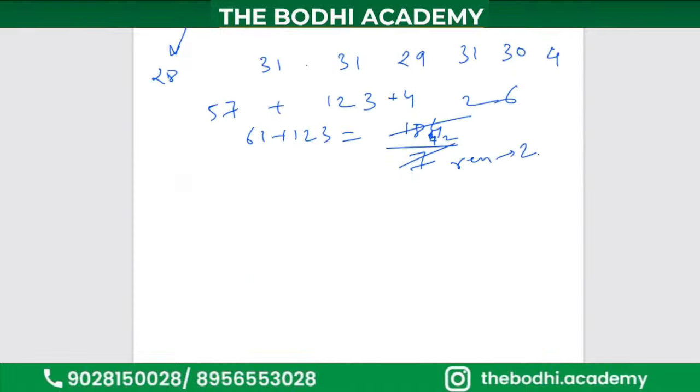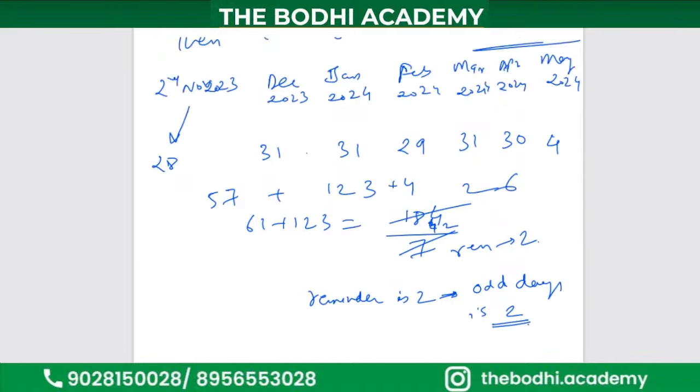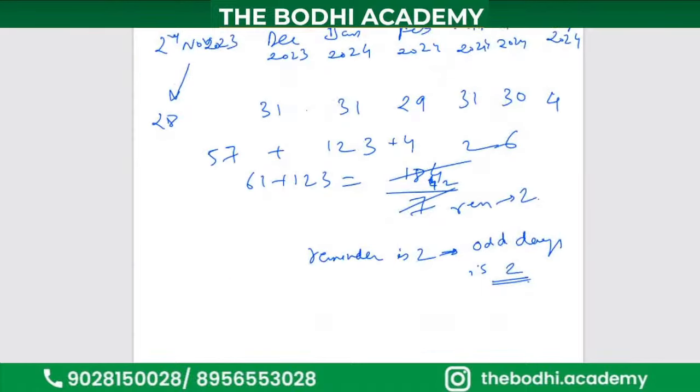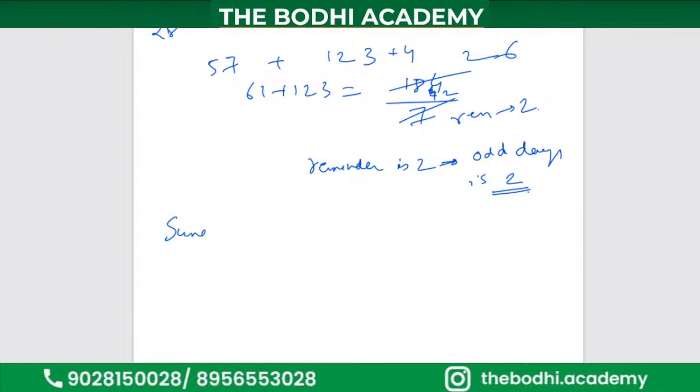Now, when your remainder is 2, that means your odd days are 2. Now, what was your reference day? Our reference day was Sunday. When our reference day was Sunday, that means we have to add 2 to it. So Sunday, then Monday, then Tuesday will be your answer.